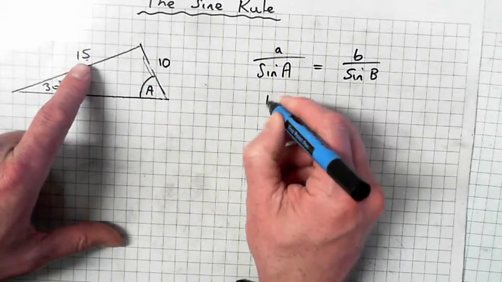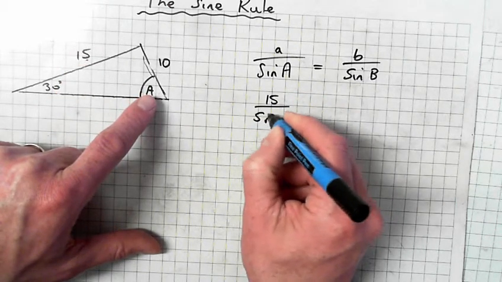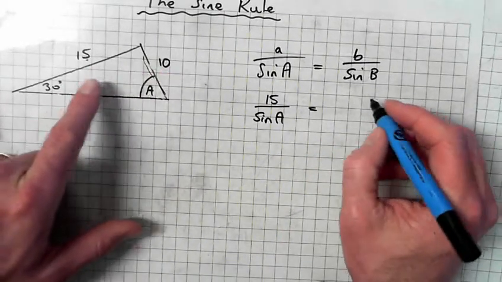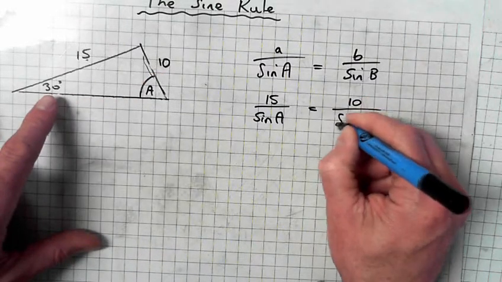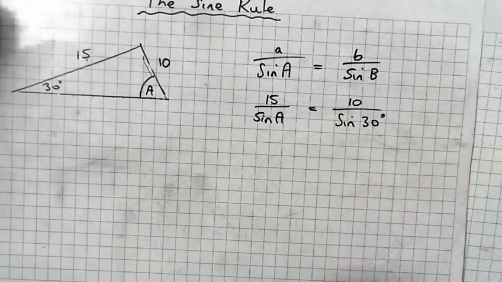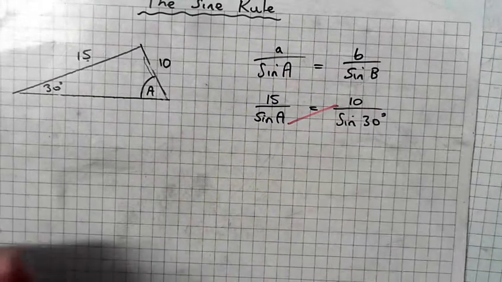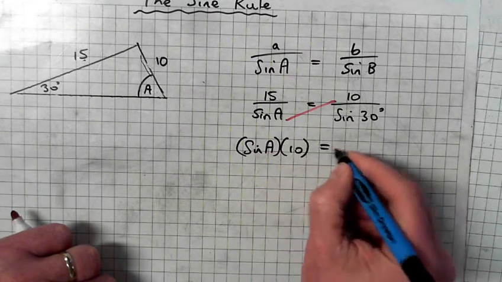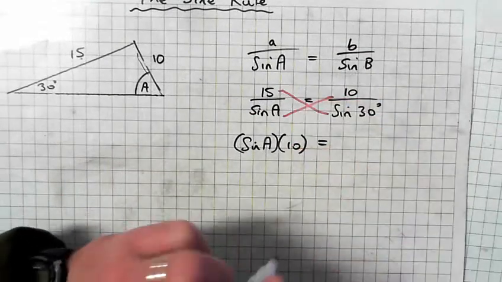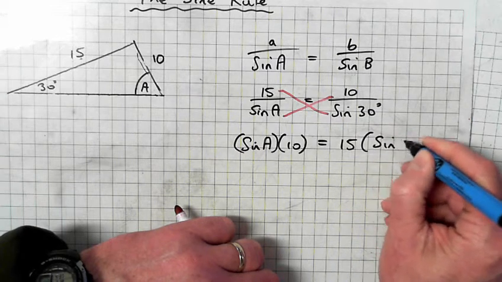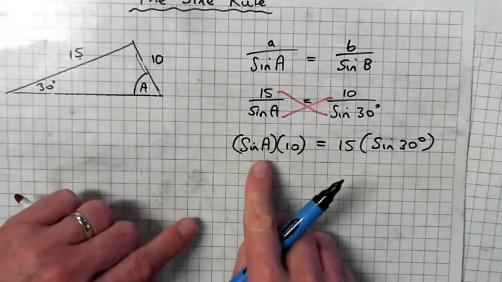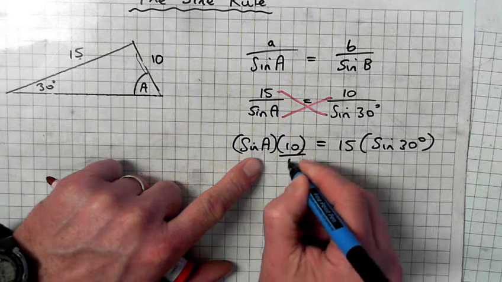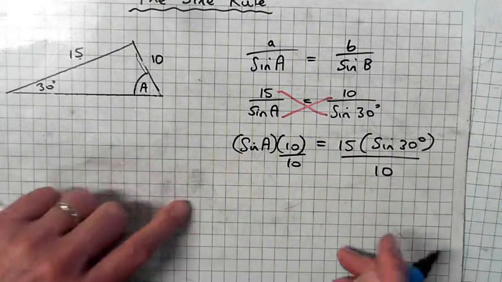So 15 over sine of A, and these two are paired together, sine of 30 and 10. 10 over sine of 30. Same thing again, cross multiply. So we go sine of A times 10 is equal to 15 times sine of 30. Now we want to leave A on its own on this side, so we want to get rid of the 10 first of all. Divide by 10. 10 divided by 10 is 1.